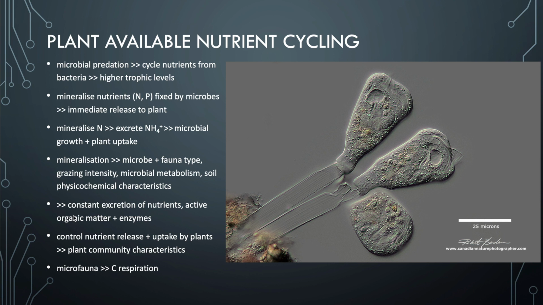So soil protists provide constant excretion of these nutrients and therefore provide active organic matter and enzymes being available in the soil ecosystem. They also control nutrient release and uptake by plants, driving plant community characteristics, and we'll go into this further soon. Additionally, microfauna or soil protists very much influence carbon respiration in the soil and therefore carbon sequestration.